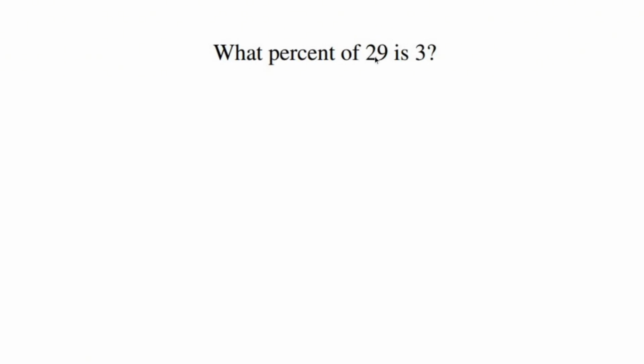What percent of 29 is 3? Whenever I see a sentence like this and it deals with percents, I always try to label what I don't know with a variable. So I'm going to call percent P. So what percent of 29 means P times 29 equals 3. Now, if it makes you feel more comfortable, P times 29 is 29P, so I'm just going to rewrite it like that.